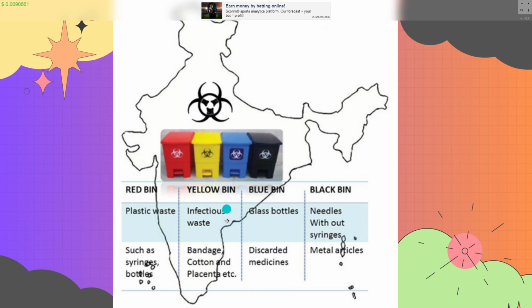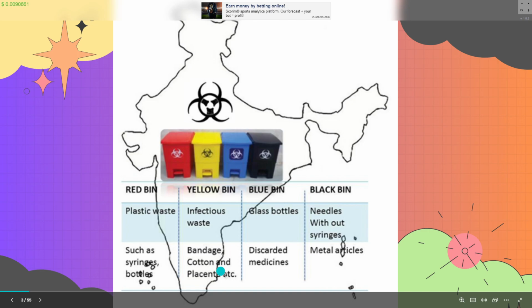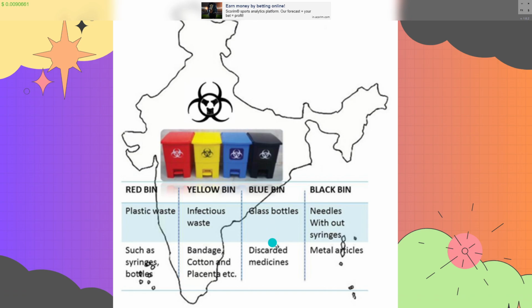And in yellow bin, only infectious waste like bandage, cotton, and human anatomical waste like placenta, any body organs, etc. In blue bin, only glass bottles like discarded medicines, and all these things will go into the blue bin. Ampoules and other things will go into the blue bin.